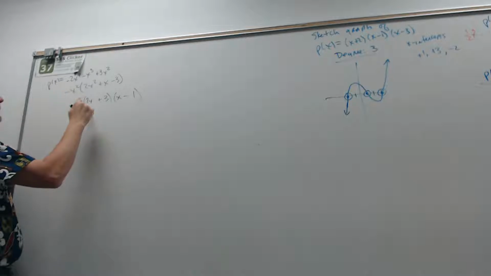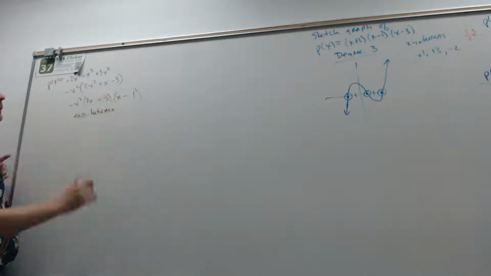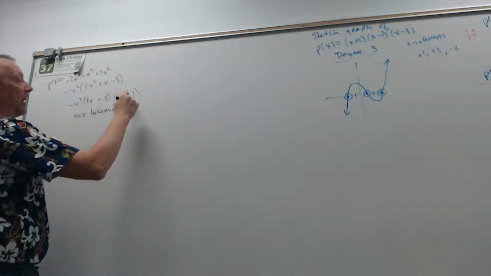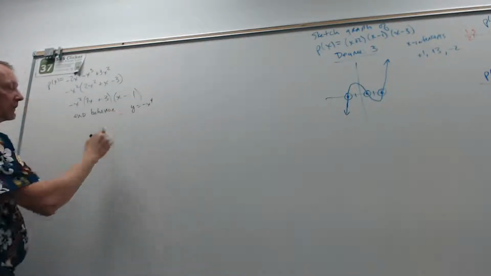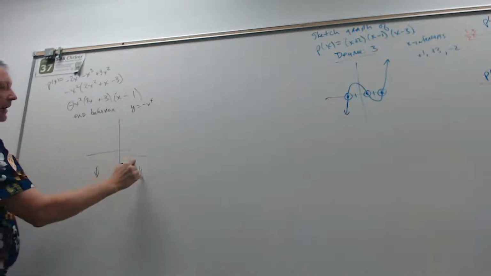My what? End behavior. What graph is it going to look like when I say end behavior? Are they both going to be down? They're both going to be down. So it's going to be y equals negative x to the fourth, right? So it's going to be down because of this negative. Okay, so we know it's going to be down and down.